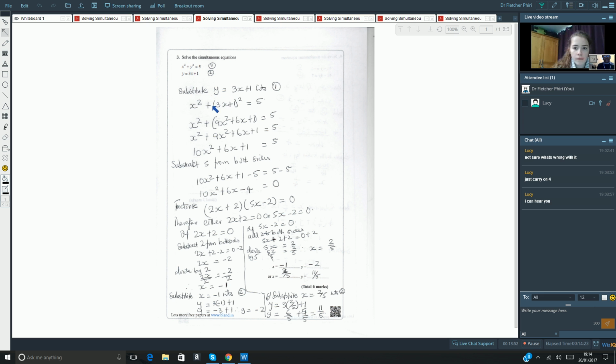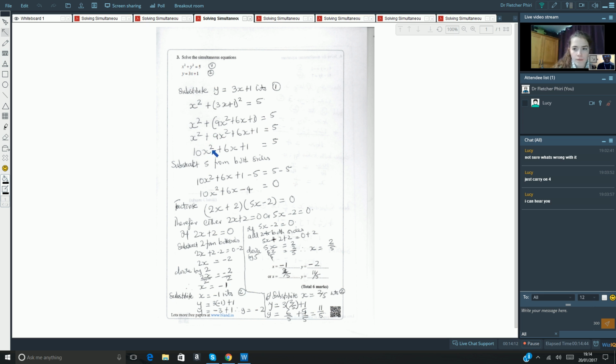Now I need to expand this bracket without removing it, which means square this. If I square this, I get 9x squared plus 6x plus 1. Okay? And then I remove the bracket. I'm going to have x squared plus 9x squared plus 6x plus 1 is equal to 5.